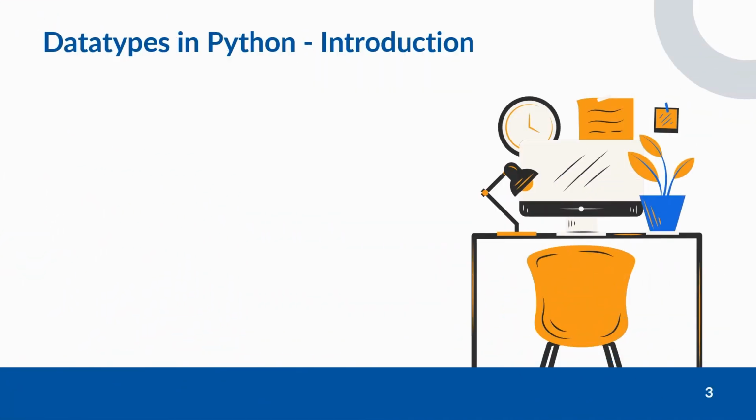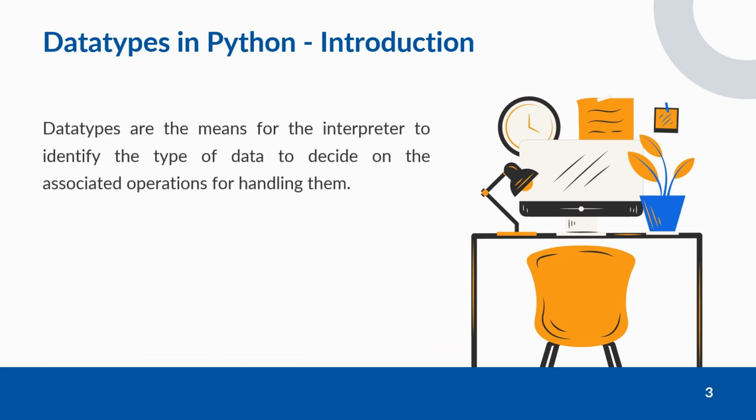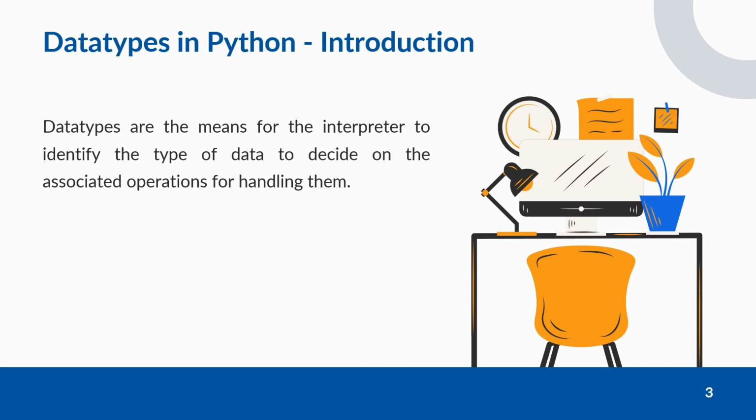Now, we move on to the second fundamental pillar of Python program, the data types in Python. What are data types? Well, they are the means for the interpreter to identify the type of data to decide on the associated operations for handling them. For example, the plus operator used with two numbers will result in their sum, whereas the same plus operator used with two strings will join the strings. This process is known as concatenation and will be dealt with in our future video on strings.